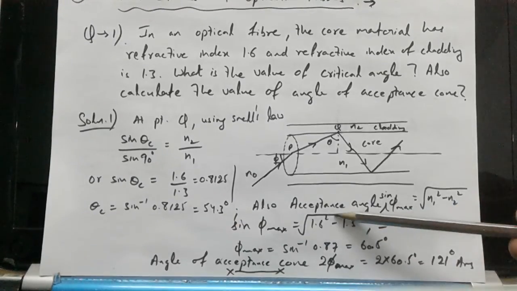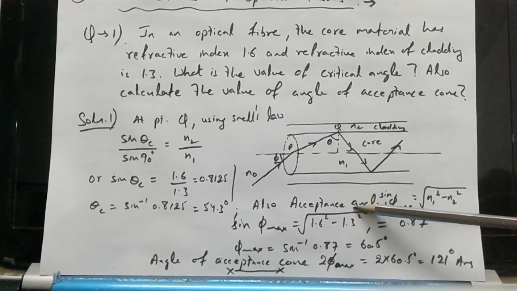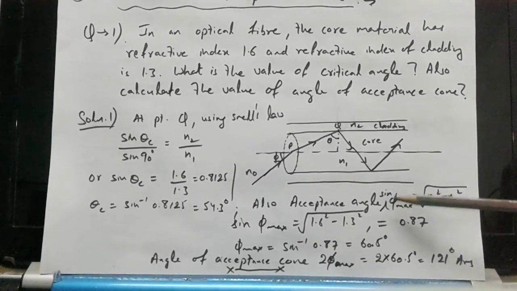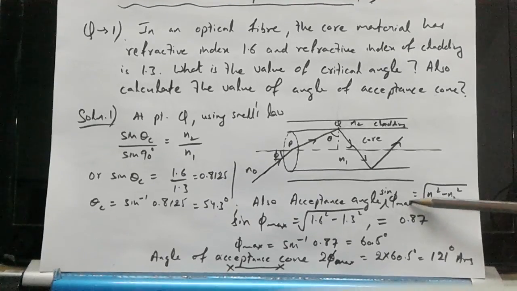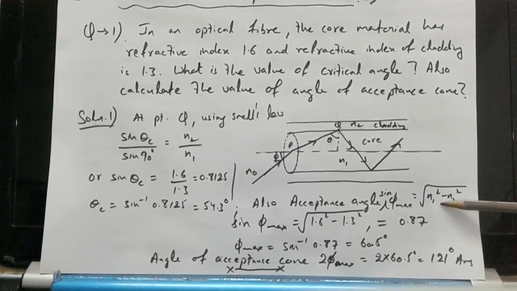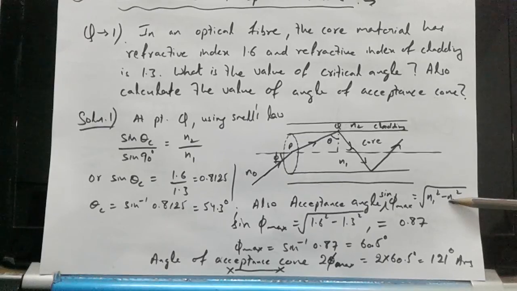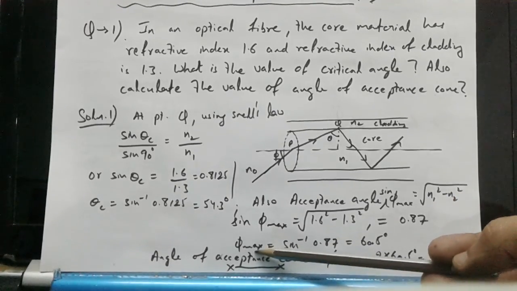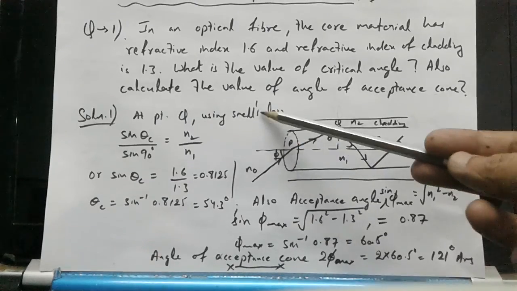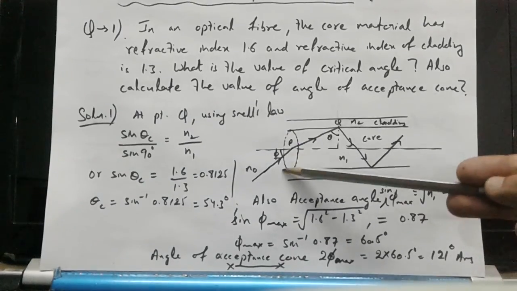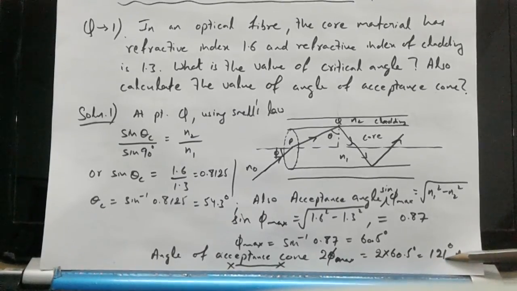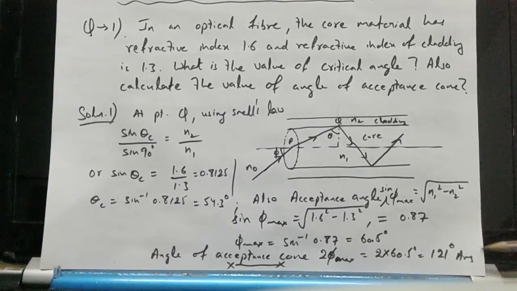Now, acceptance angle, we know from the formula it is sin phi maximum equal to square root of n1 square minus n2 square. So from here we can find phi maximum, and the acceptance cone which we have drawn in the previous lectures, that is twice the acceptance angle. So this is equal to 121 degree.